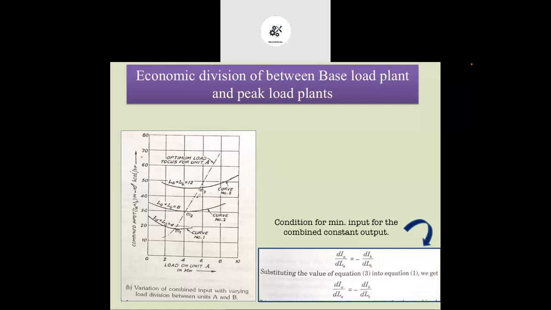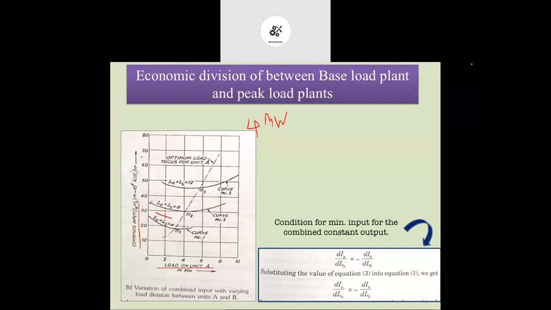For that we can use different methods. Based upon that, we are first going to find out the overall efficiency, and based upon the overall efficiency we are going to decide how to distribute the load. Now you can again see this variation, the graph or curve, based upon different distributions of the load.